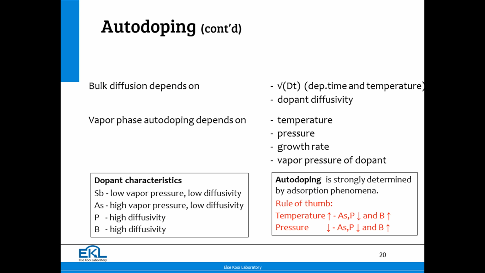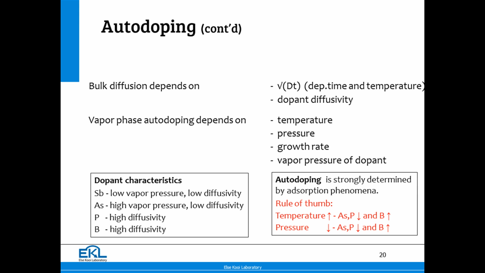But the doping tail is much more difficult to remove. It depends on temperature, pressure, growth rate, how quickly you seal the top surface to stop the dopant from evaporating, and of course the vapor pressure of the dopant. Characteristics: antimony has a low vapor pressure, low diffusivity, so it behaves pretty good in terms of auto doping.